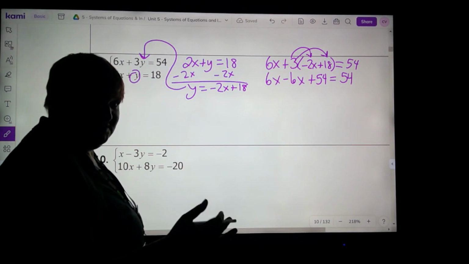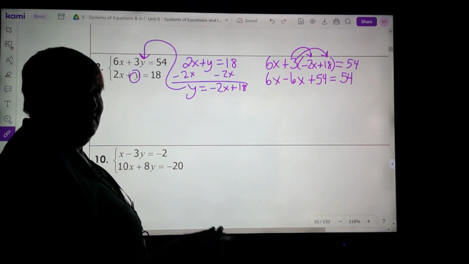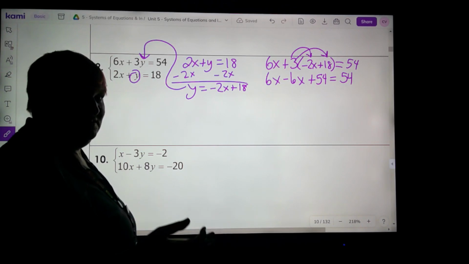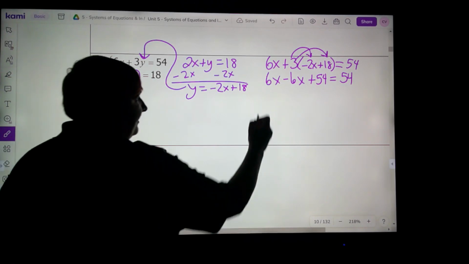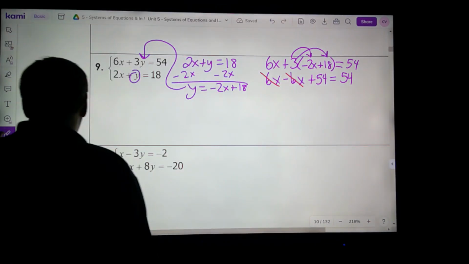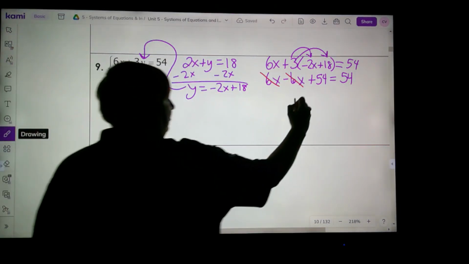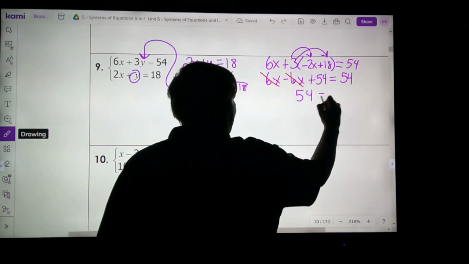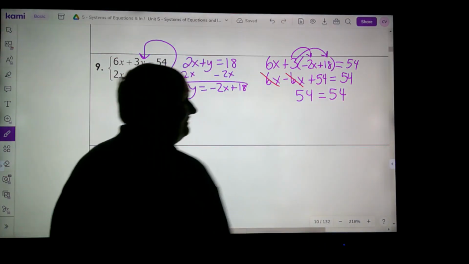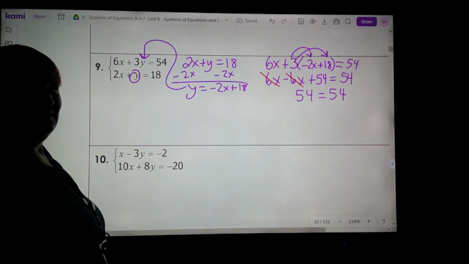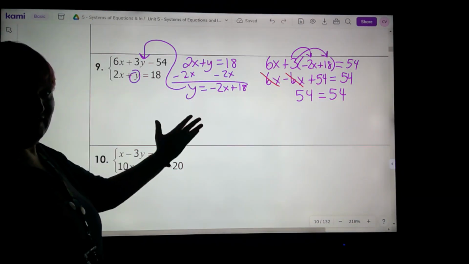Those are opposites, inverse operations. Anything plus its opposite cancels. It's 0. They cancel out, right? So what are we left with? We're left with 54 equals 54. That is a true statement, but there are no variables left.